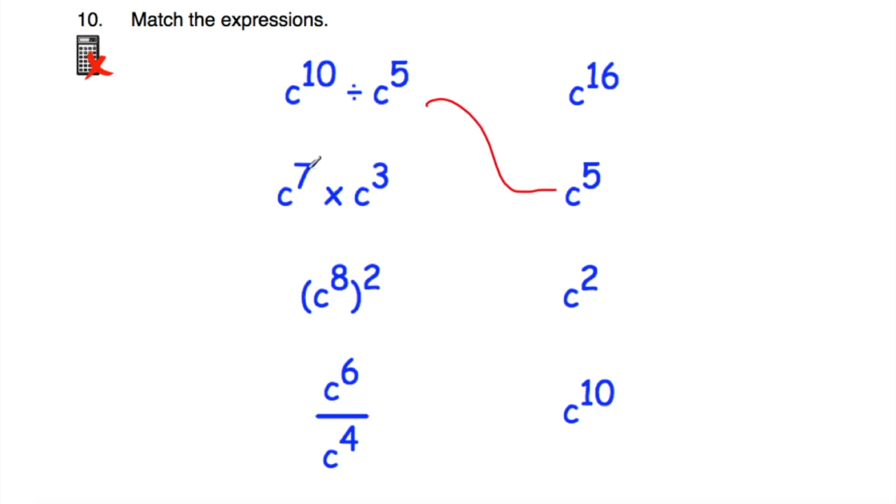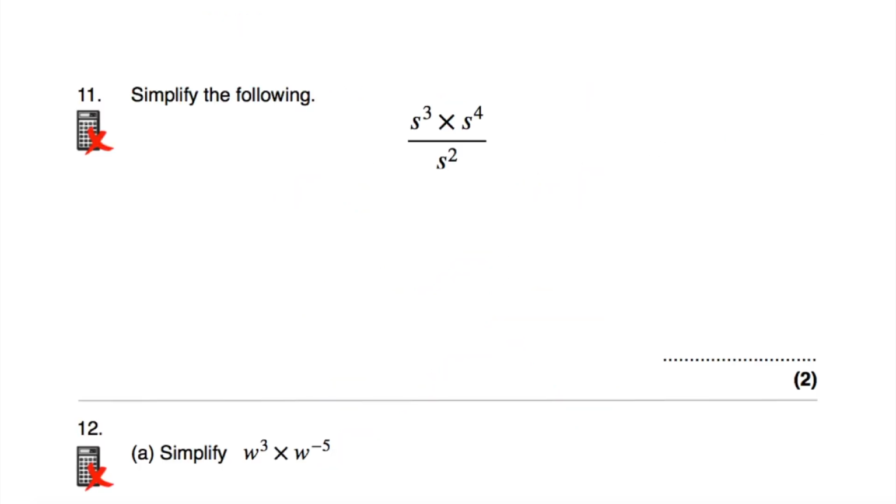Next, we've got c to the power of 7 multiplied by c cubed. Add the powers. 7 plus 3 is 10. So that'll be c to the power of 10. Here we've got a power of a power, so we multiply the powers together. 8 times 2 is 16, so that'll be c to the power of 16. And finally, c to the power of 6 divided by c to the power of 4. You take away the powers, so that'll be c squared. And that's it. Okay, next, question number 11.